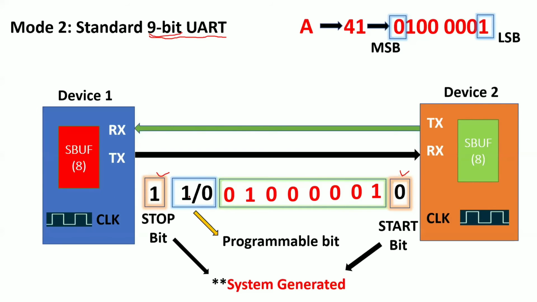Now whenever the receiver SBUF receives this data, how many bits is it receiving? 11 bits. The start bit and stop bit are 2 bits, data is 8 bits, and the programmable bit is either 1 or 0. That means it is receiving a total of 11 bits. After receiving this data, it will perform the error check. It checks the errors based upon the 9th bit, the programmable bit. If the programmable bit is 1, that means the data is correct.